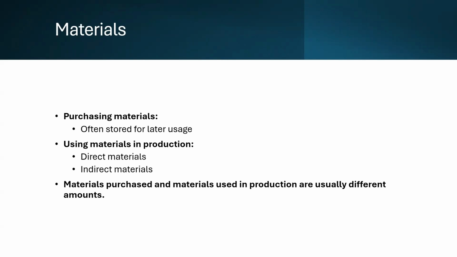Accounting for raw materials involves two main components: you have your procurement and utilization in production. Now, raw materials may be acquired in advance and stored for future use, not necessarily used immediately upon purchase. So typically the quantities purchased and those actually used in production differ.